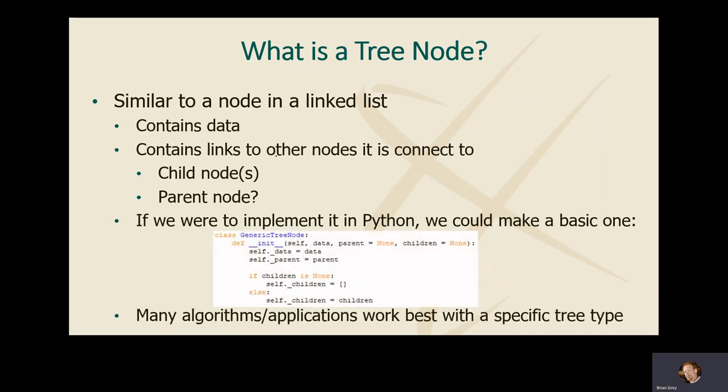So this is a generic tree node. This is really the guts of it, this constructor. But as we're going to see coming up next, we really want specific algorithms to work with specific types of trees. So that's going to be sort of your best practice going forward.